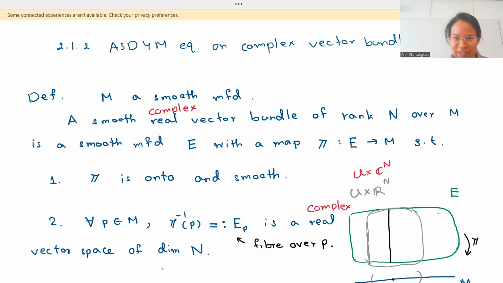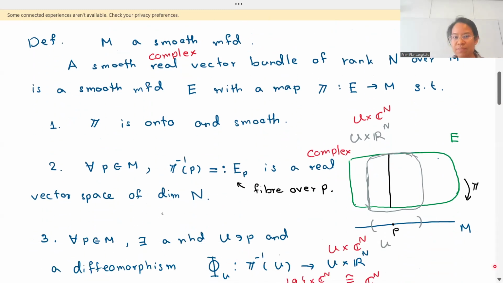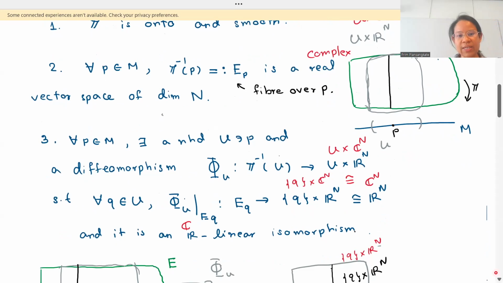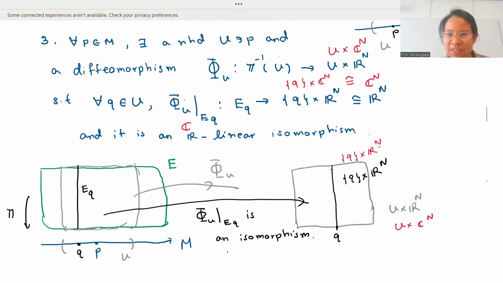I'll show you what changes in red. A smooth complex vector bundle over a real manifold has the same structure as a real vector bundle, just that the fiber is now not a real vector space but has to be a complex vector space. Then the local trivialization is a diffeomorphism, but not to U cross R^n, but to U cross C^n, because each fiber is isomorphic to C^n if it's a complex vector bundle of rank n. If we restrict the local trivialization to each fiber, then it is an isomorphism between complex vector spaces, so it has to be C-linear. That's all. In fact, I think this should be C. Let me just change this.